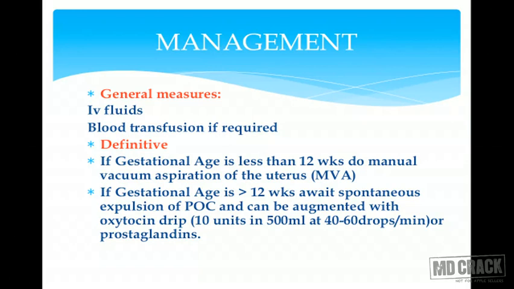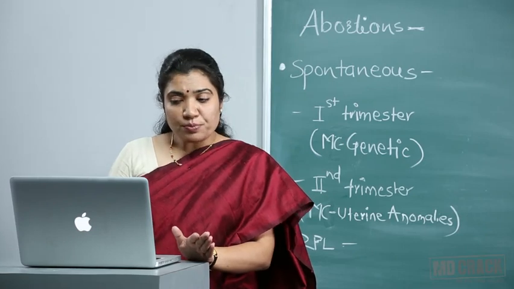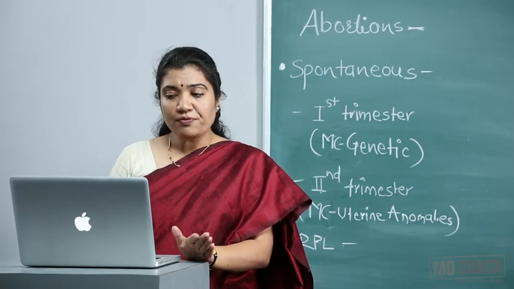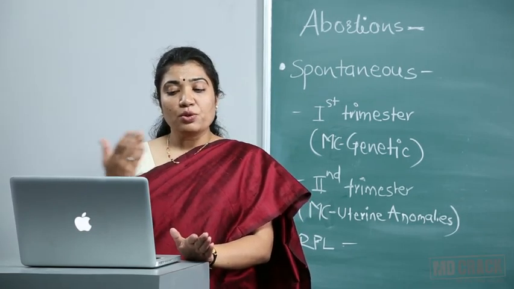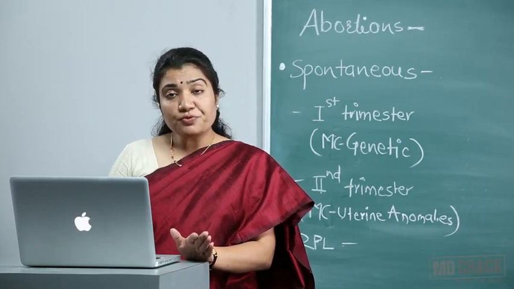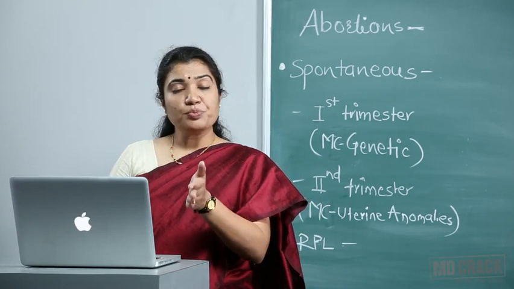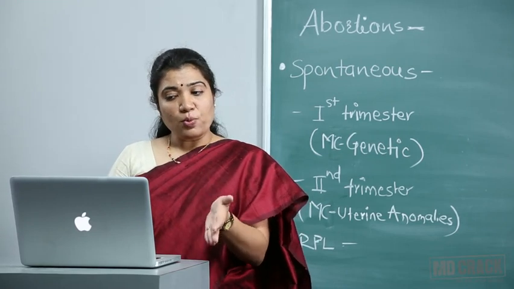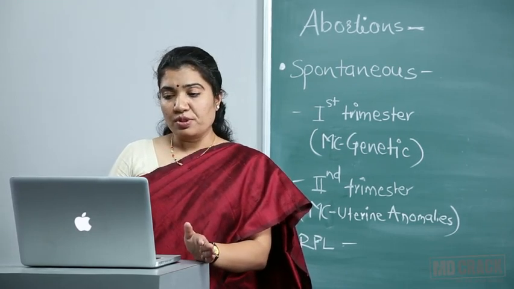Management: if required, blood transfusion, but not very commonly required. If the gestational age is 12 weeks and less, then we can immediately do vacuum aspiration, either suction evacuation or dilatation and evacuation. Gestational age more than 12 weeks, we can await spontaneous expulsion. We can give oxytocin drip to augment and confirm that the abortion process is complete. If required, we can do check curettage in both the places.